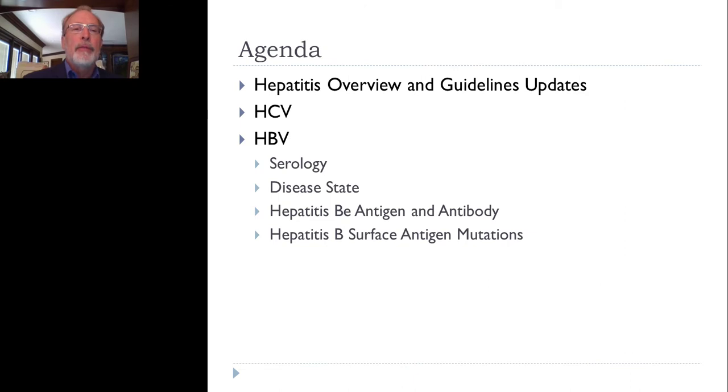Our agenda today: viral hepatitis overview and guidelines updates, focusing on hepatitis C and hepatitis B. Within hepatitis B, we'll be looking at serology, disease state, hepatitis B E antigen and E antibody, and also talking specifically about hepatitis B surface antigen.